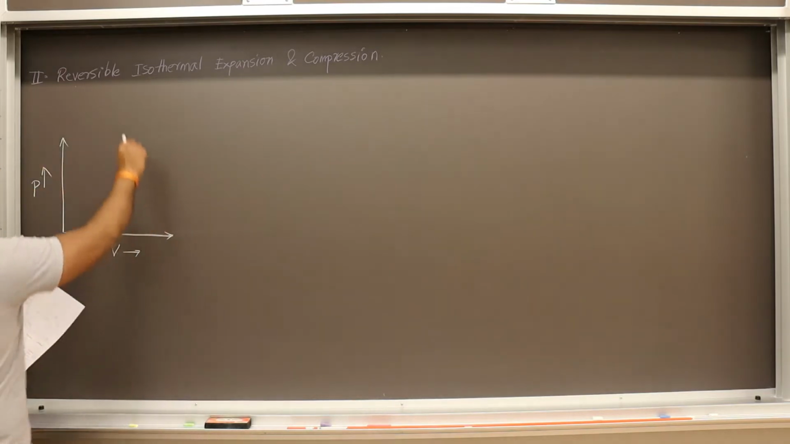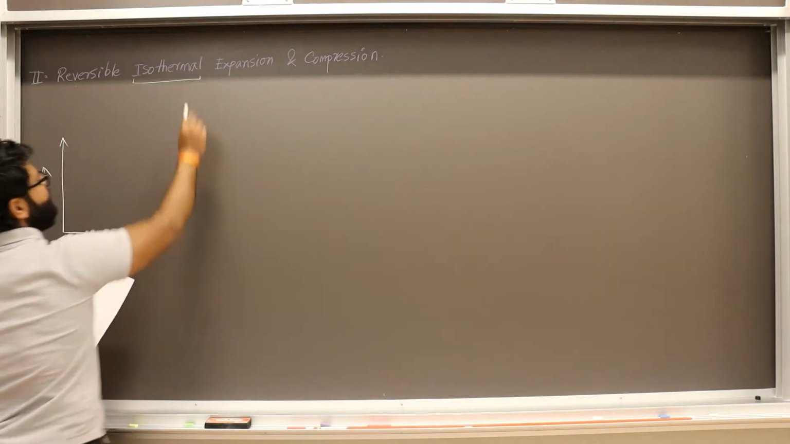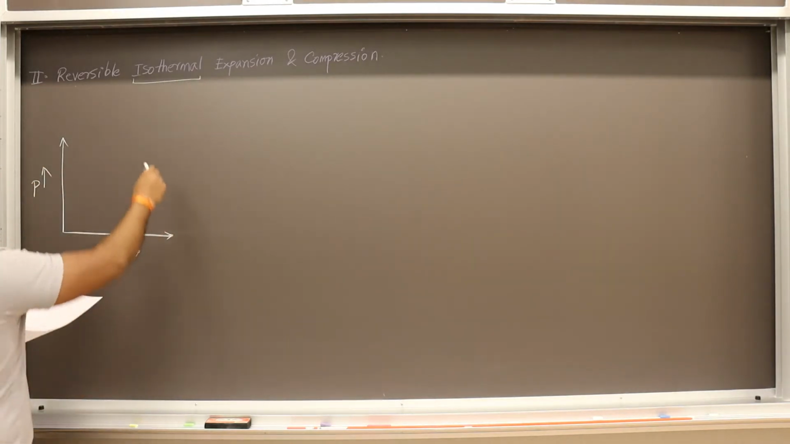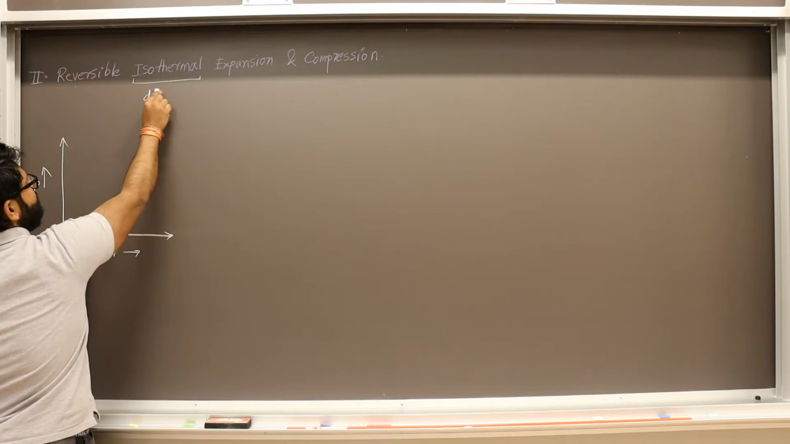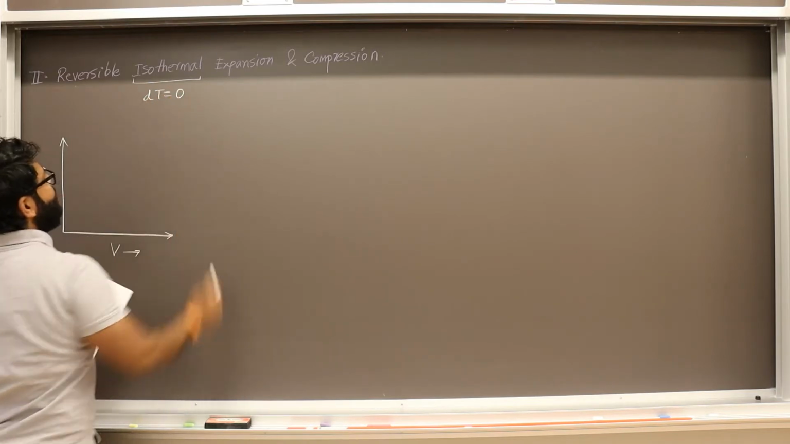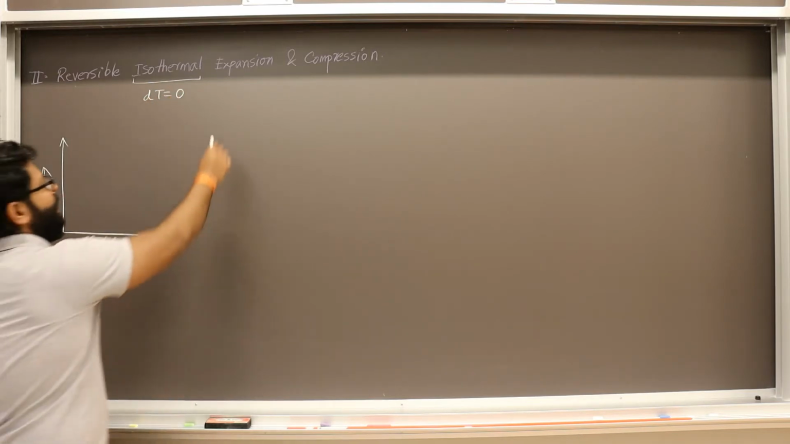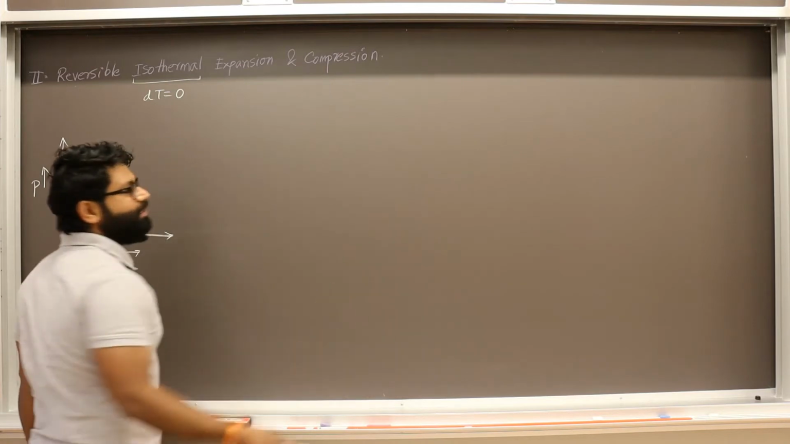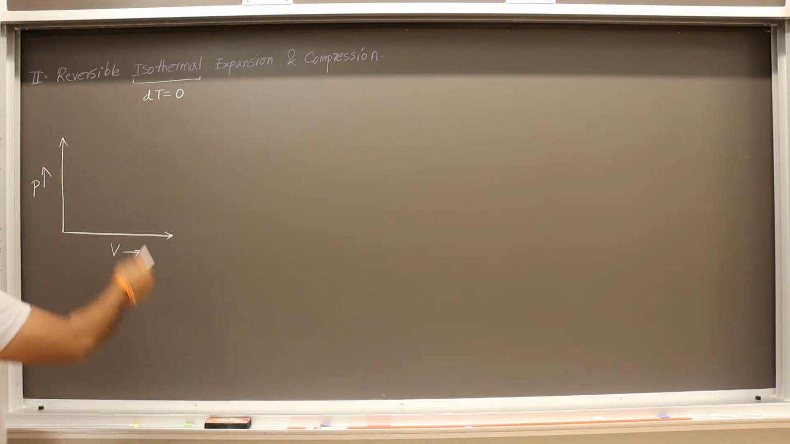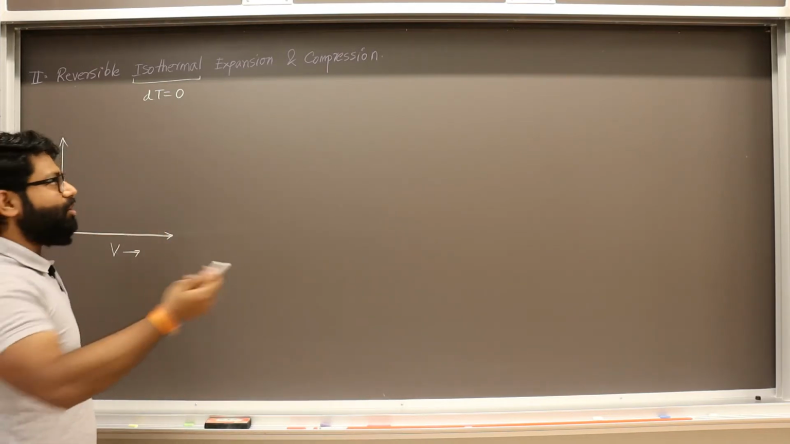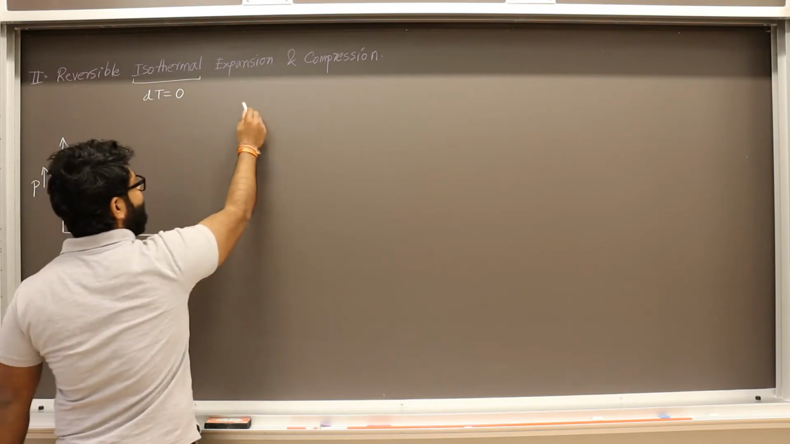Now, an isothermal process is a process in which the temperature is constant. So dT is equal to 0. For an expansion or compression, we know how the volumes change. For this process, the first law remains the same, right? So let's write down the first law.